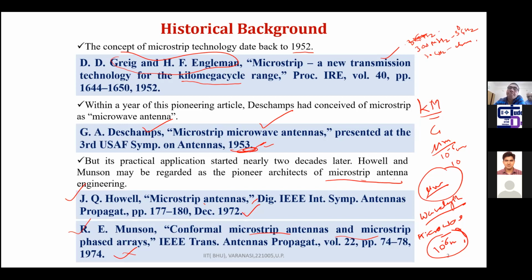Now within the range of 300 megahertz to 30 gigahertz, what would be the wavelength? Corresponding to 300 megahertz, and 30 gigahertz, what would be the wavelength? There is no need of any calculator, you can calculate directly. At 30 gigahertz, the wavelength would be 10 millimeter. Similarly, over here, it would be 100 centimeter, and at 3 gigahertz, 10 centimeter, and at 30 gigahertz it would be 1 centimeter.